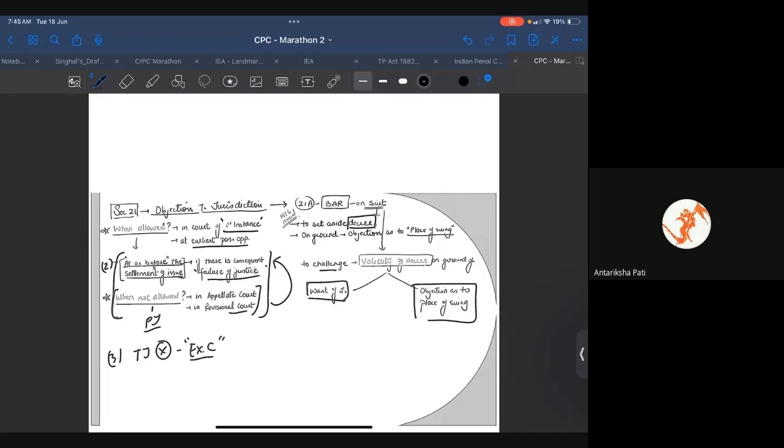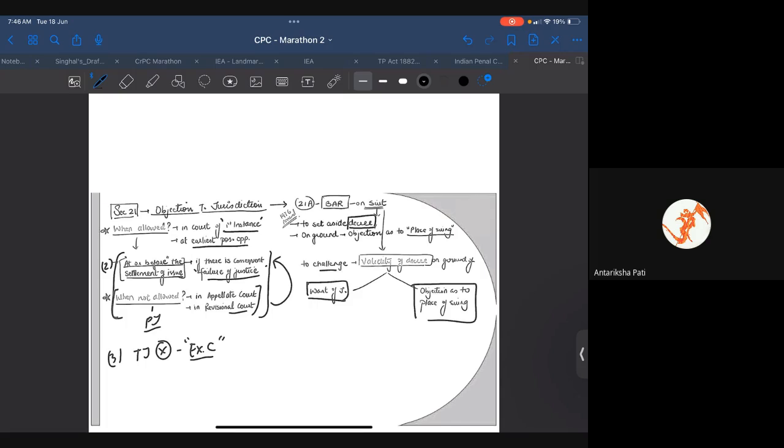Now, it is not allowed in an appellate court or revisional court directly; you cannot file an objection as to place of jurisdiction. Okay, that is what section 21 says. Now, 21A says you cannot file a suit to set aside the decree on the ground of objection to place of suing. Okay, so you cannot make a suit to challenge the validity of a decree on the ground of want of jurisdiction or objection as to place of suing.